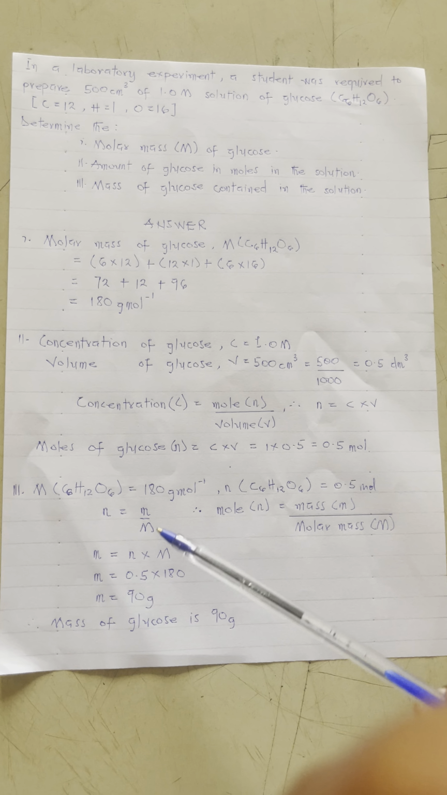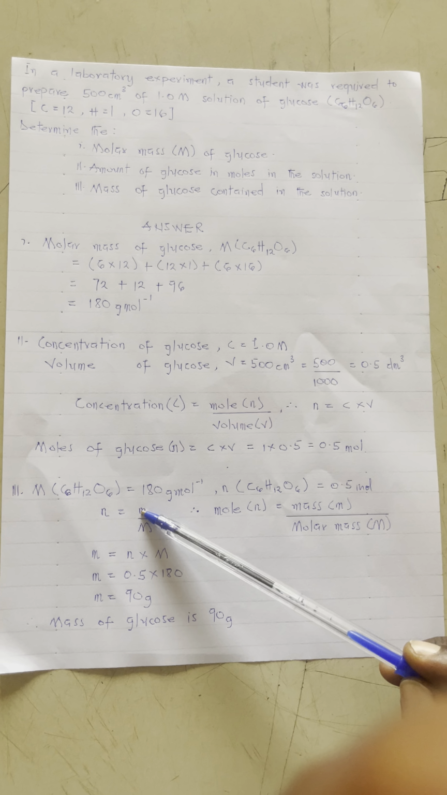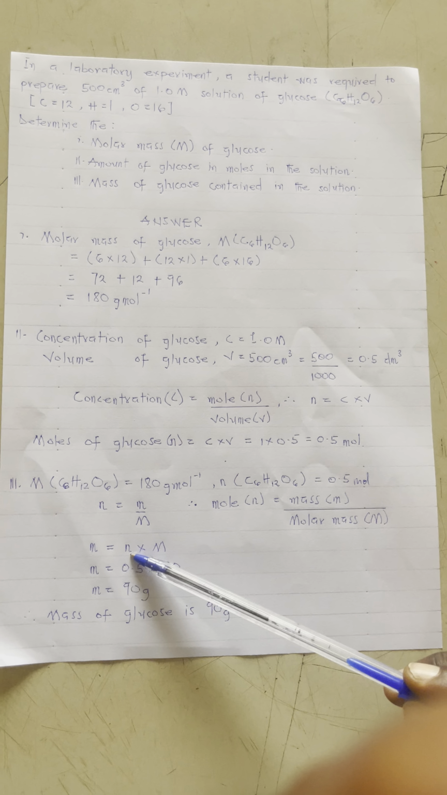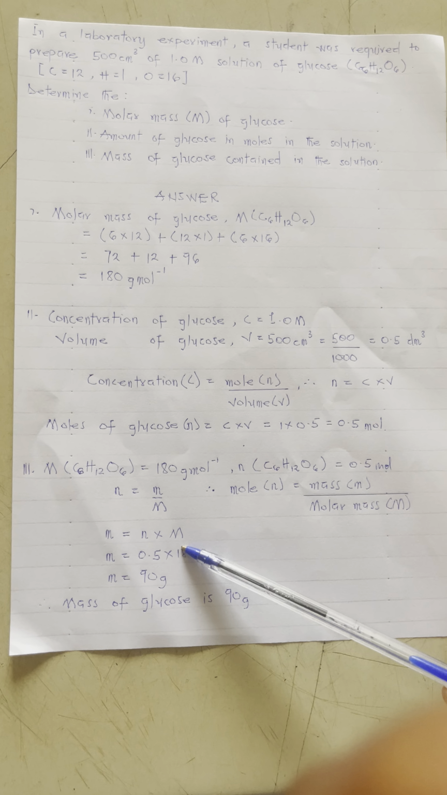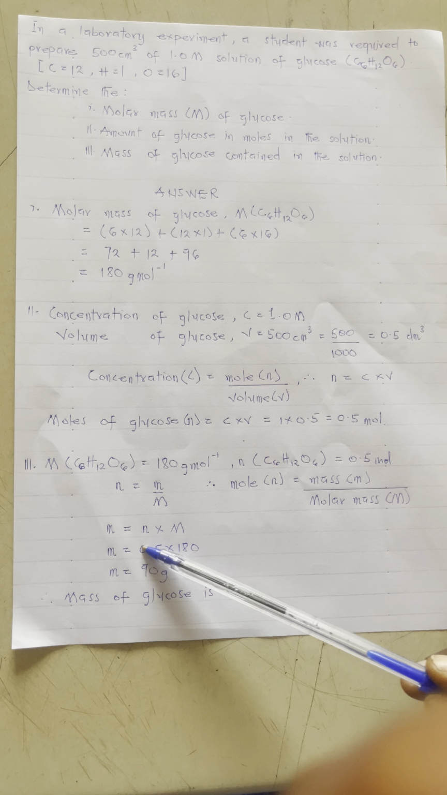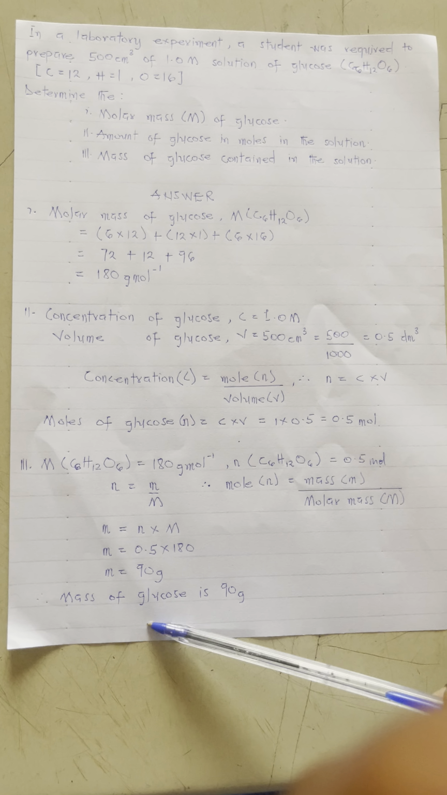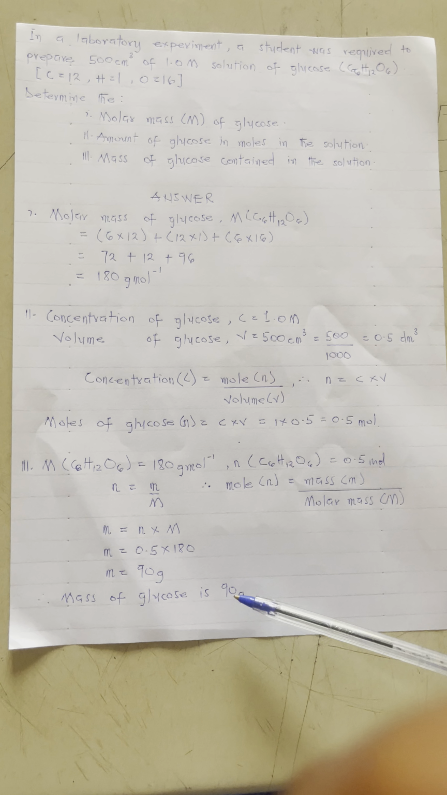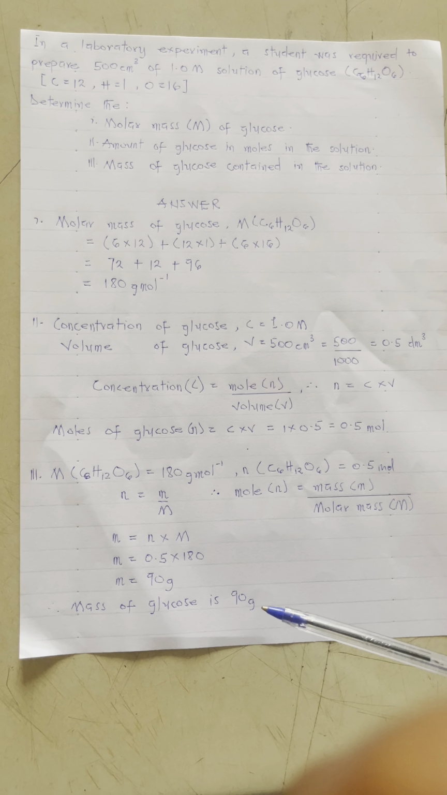So what are we looking for? We are looking for the mass. All right. So we make mass the subject. So mass is equal to mole times molar mass. We know our mole, we know our molar mass, we multiply them, and that will give us 90 gram. So we say mass of glucose is 90 gram. There will be a question for students to try. So stay tuned.